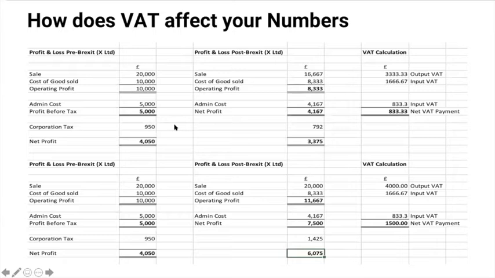Now, I also wanted to cover a little bit on how registering for VAT, if the new rules apply to you and VAT is applicable to your business, will affect your numbers, and what your P&L and VAT calculation will look like. So if you look at your business without a VAT element, let's say you had sales of 20,000, your cost of goods sold 10,000, your operating profit is 10,000, keeping the numbers very simple. You had an admin cost of 5,000, you paid a corporation tax of 950, and you take home 4,050 pounds.